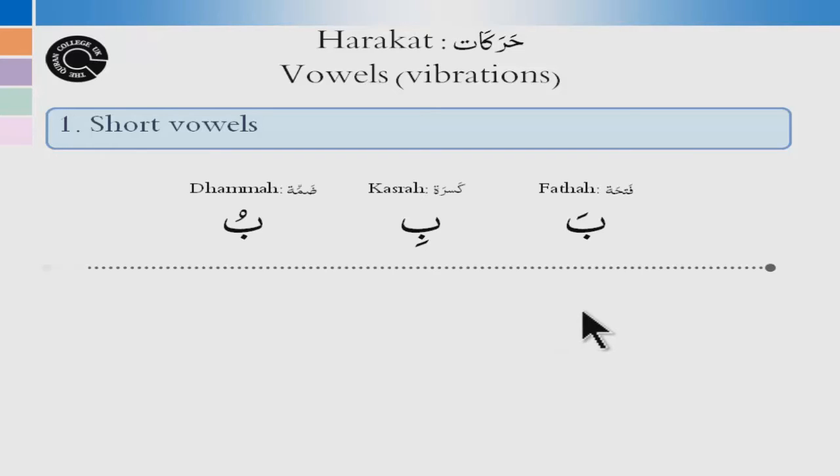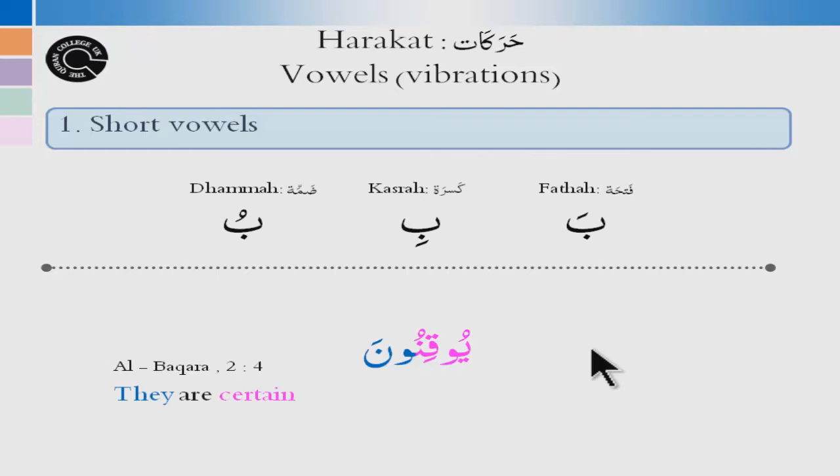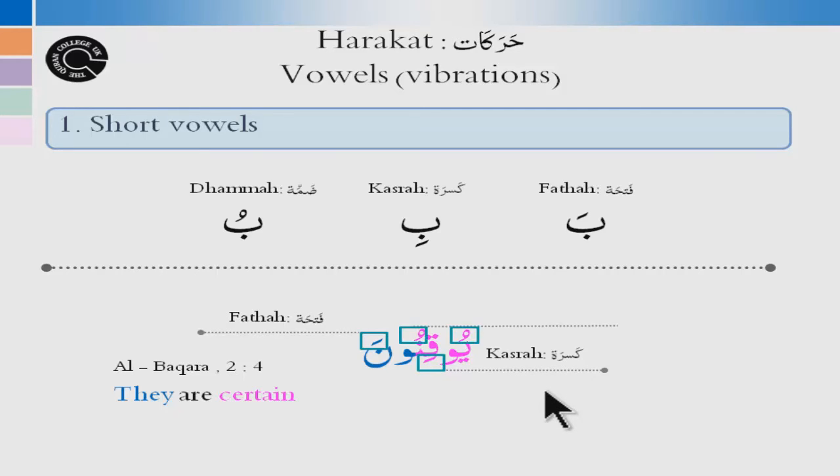Now, let's take an example of how you can see them on a word. We take a verb from Surah Al-Baqarah, and that means they are certain. So when you see a word, in this case a verb, you would see all 3 kinds of vibration applied to it. The first one that you can see is the fatha, and it is on top of the noon. The second one is kasra, which is below it, and the one on top is a dhamma. That's how the vibrations come together on a word.